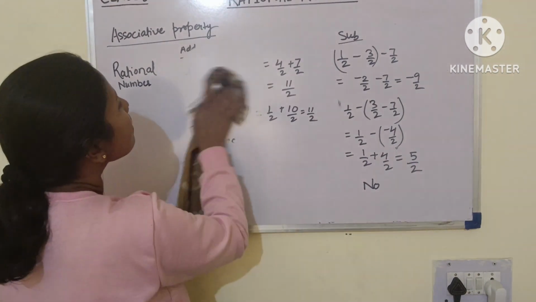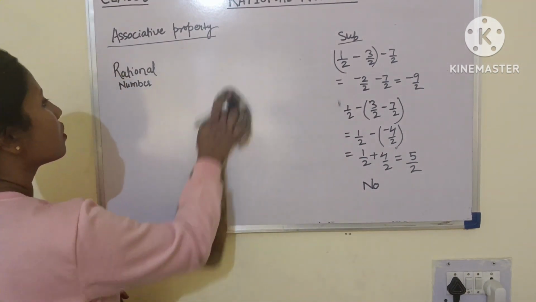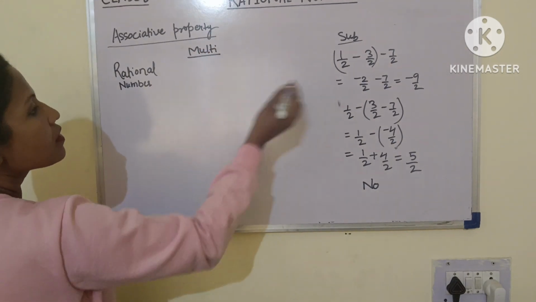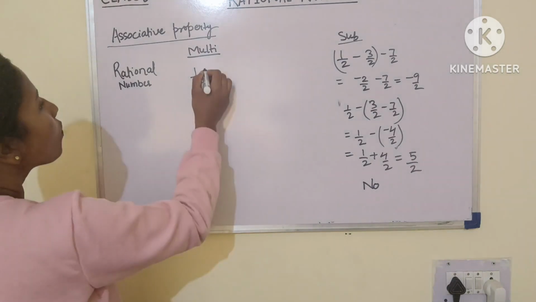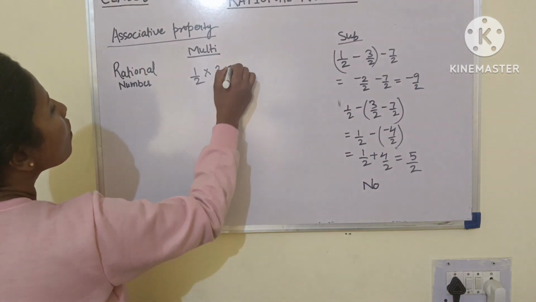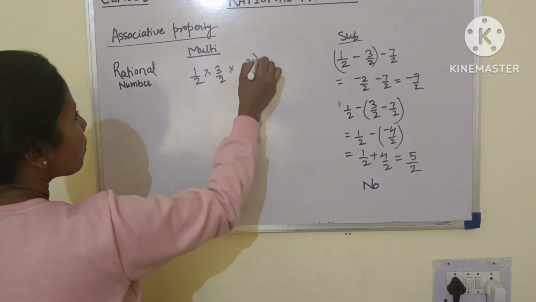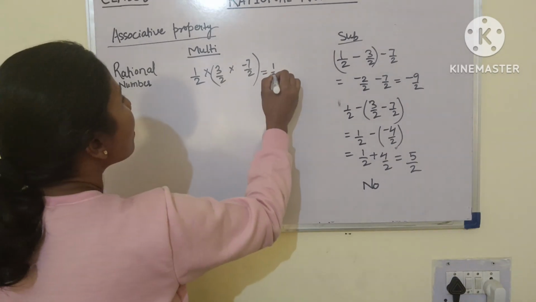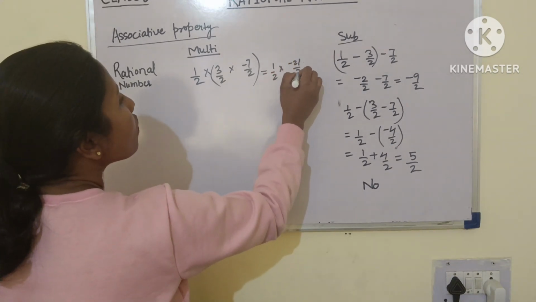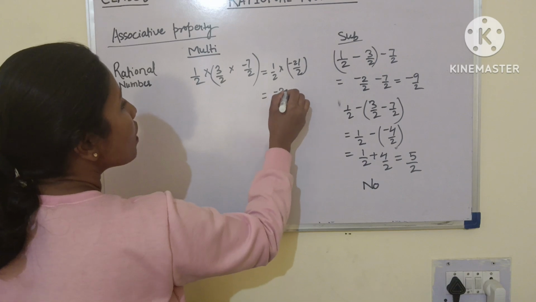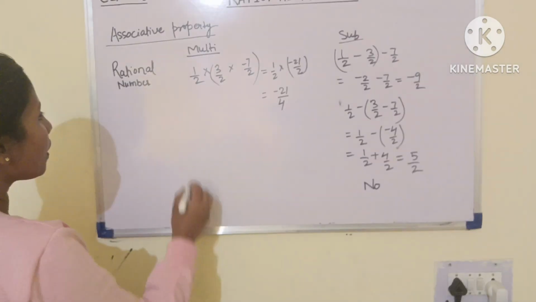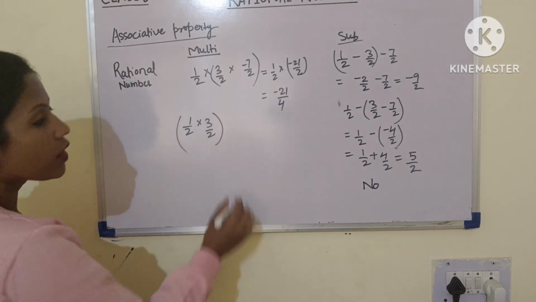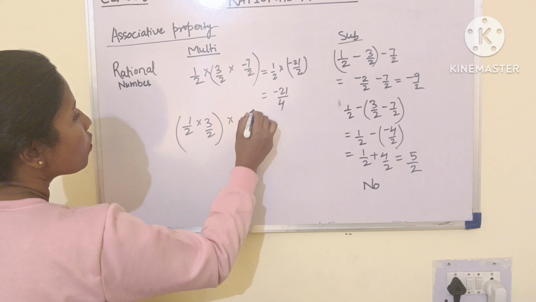Then let's talk about multiplication and division. So multiplication. So let's take the same numbers, 1 by 2 into 3 by 2, or let's take minus 7 by 2. I'll group first these. So what would be the answer? 1 by 2 into minus 21 by 2, right? So it will give you minus 21 by 4, right? So here let's do grouping like this. Then minus 7 by 2.